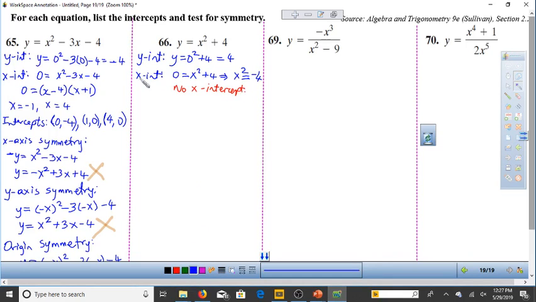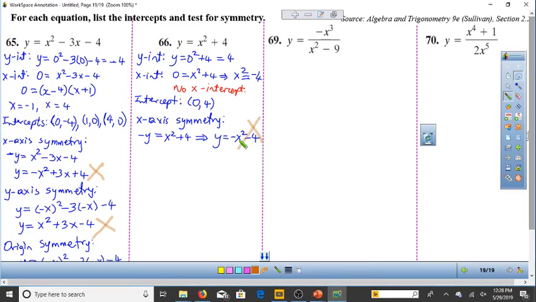So the only intercept we have then is the y-intercept, which is (0, 4). Now let's check for some symmetry. For x-axis symmetry, we're going to replace all our y's with negative y. So we have negative y is equal to x squared plus 4. If I multiply both sides by negative 1, I get y equal to negative x squared minus 4. This is not the same as the original. That does not have x-axis symmetry.